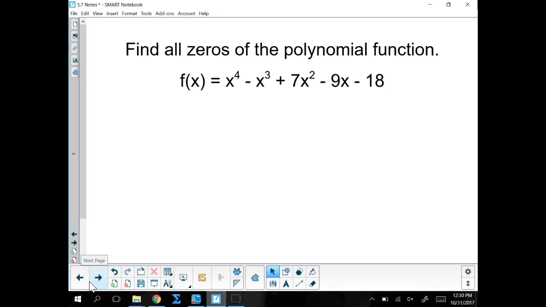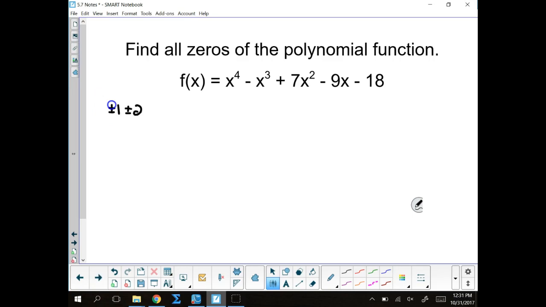So since it's to the 4th one, then we can't group it. So my zeros, my list is 1, 2, 3, 6, 9, and 18, correct? Okay.